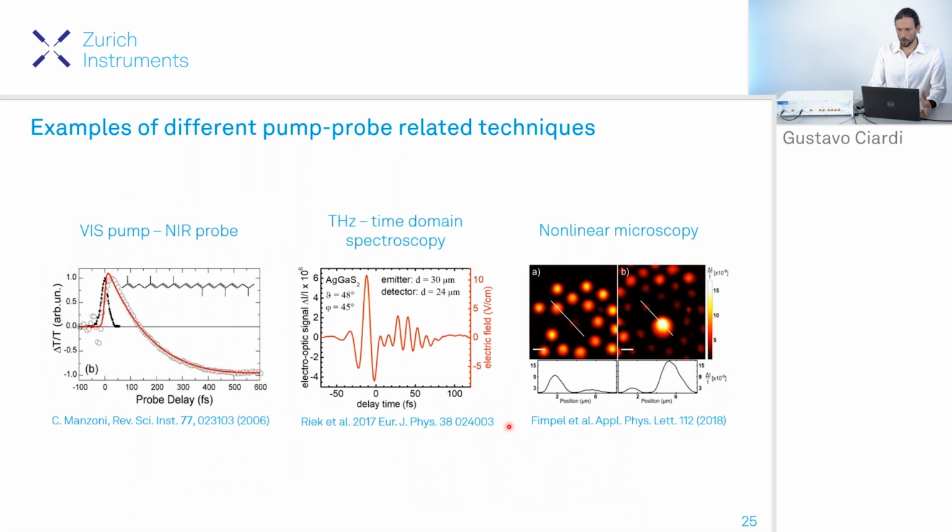Now, as I mentioned, there are so many variations of this technique where different combinations of pulses can be used to explore different processes. So, for example, we can have a visible pump and near-infrared probe, or one of the pulses, the pump or the probe, can be replaced by a terahertz pulse, for example in the case of terahertz time domain spectroscopy. But we also have imaging applications where pump probe is used to acquire images in microscopy.